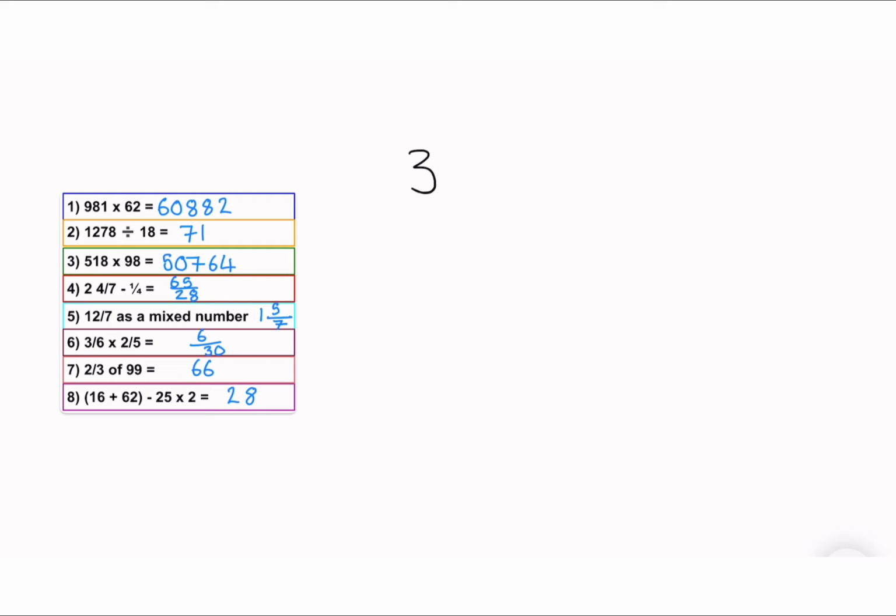Number 6 is 3 sixths times 2 fifths. Really nice and easy. We just go across. So 3 times 2 is 6. 6 times 5 is 30. So our answer is 6/30ths. And you can simplify that too.